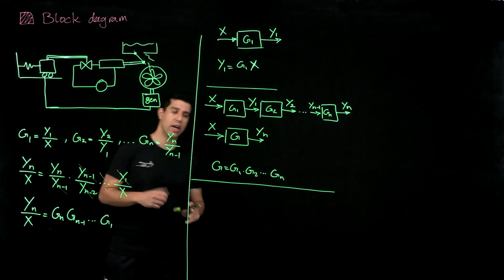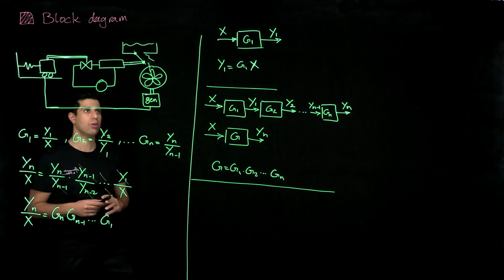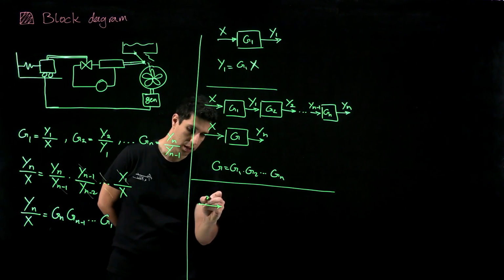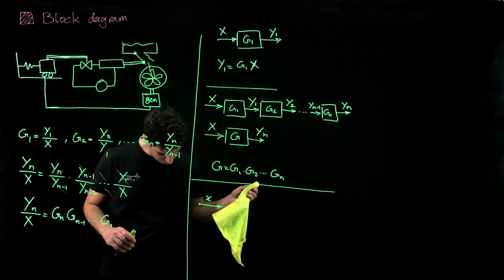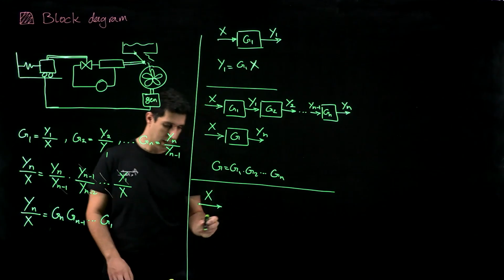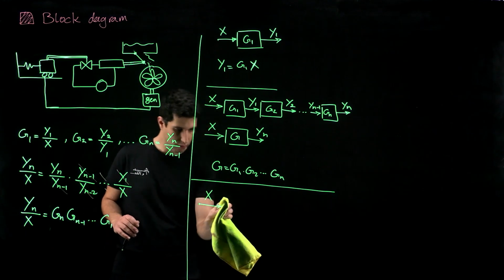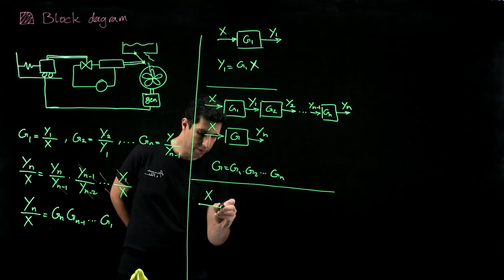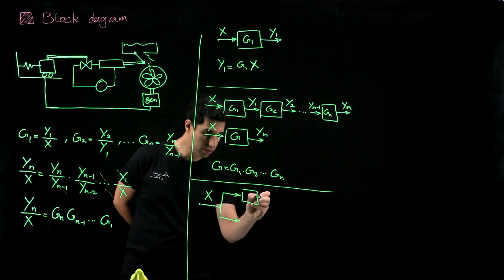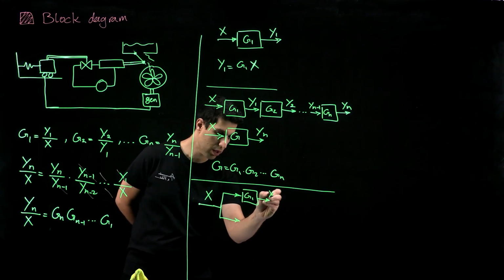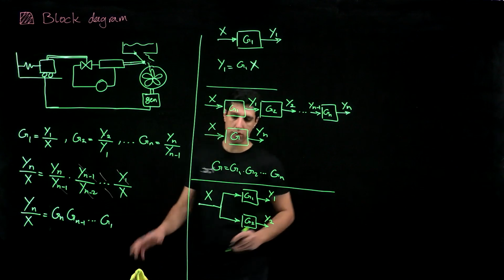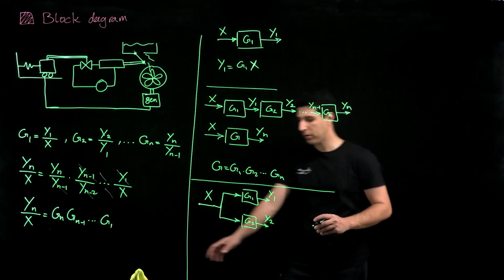We can also expand this graphical tool set. For instance, I can have one input. Let's call it x. X goes in. I can branch it off. This one goes to, for instance, G1, which gives me Y1. G2 gives me Y2. So this is a branching off kind of operator.